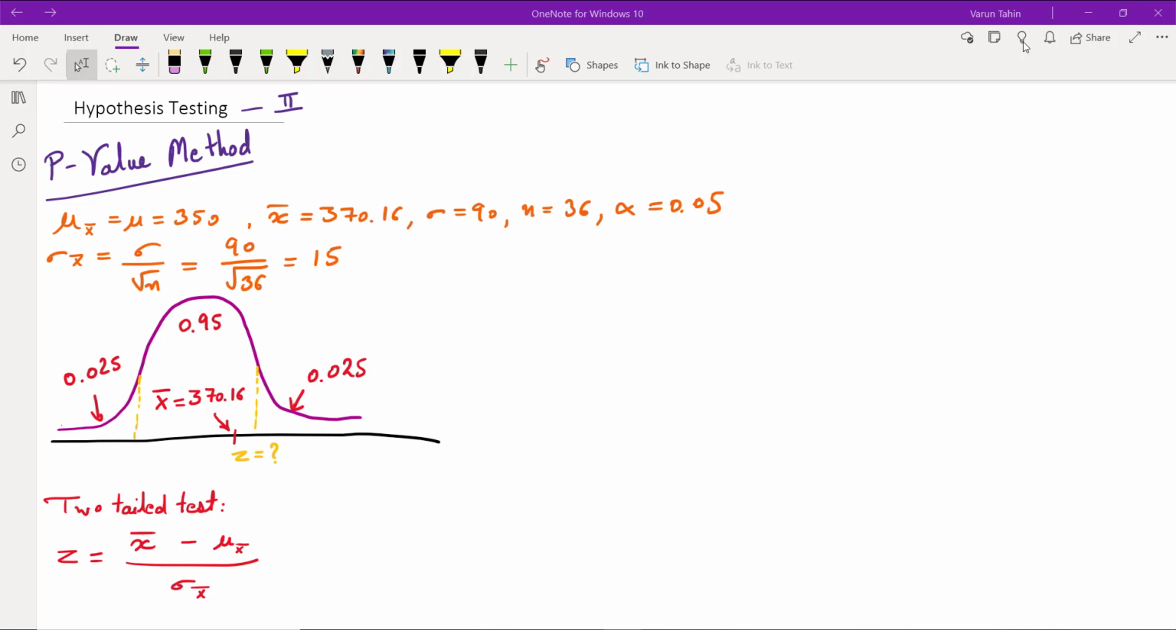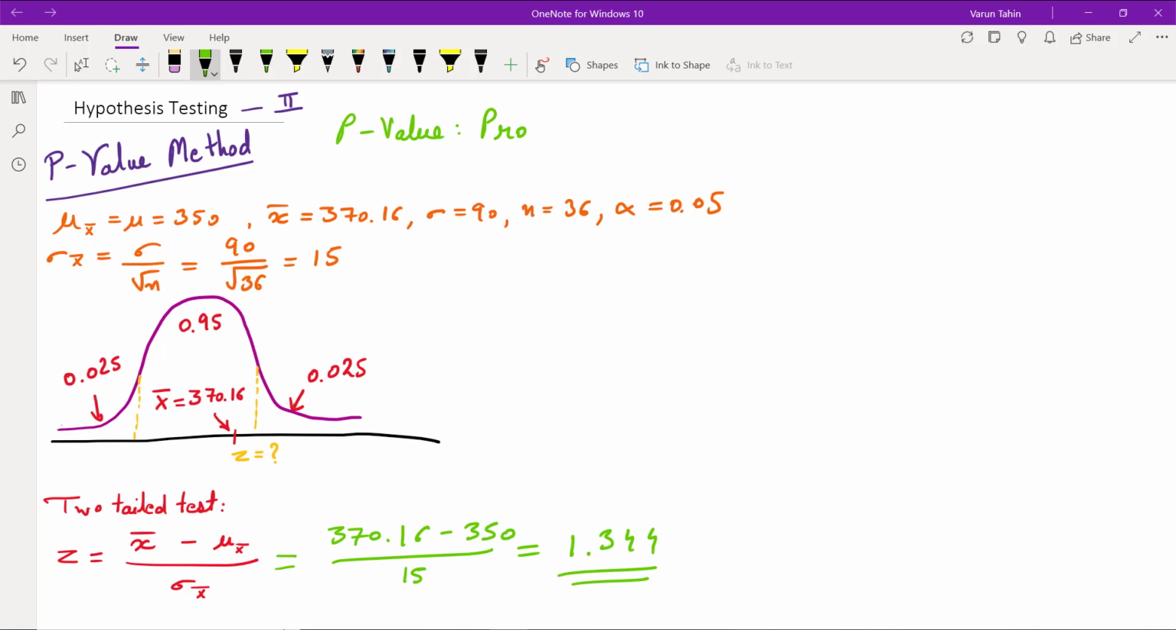When we plot this on a graph, assuming that it is a two-tail test, we can say that 0.025 will be distributed on both ends, the lower tail and the upper tail. And when we calculate the Z score, it will come out to be 370.16 minus 350 divided by 15, which is 1.344. This Z score will help us calculate the p-value, which will signify the probability that the null hypothesis is correct.